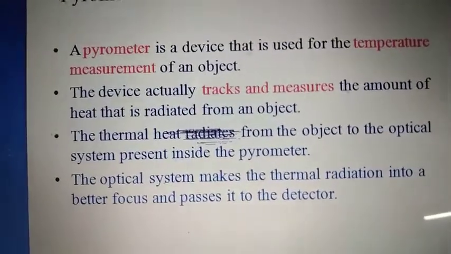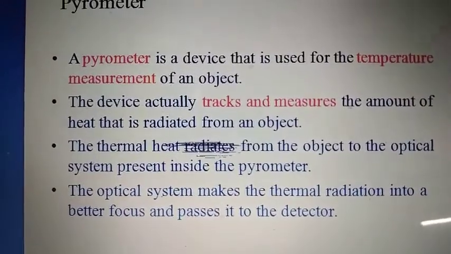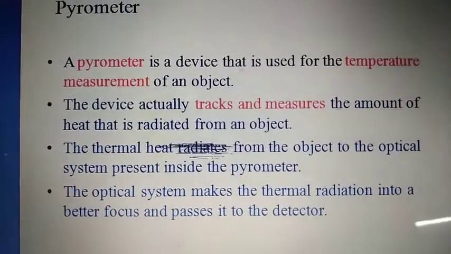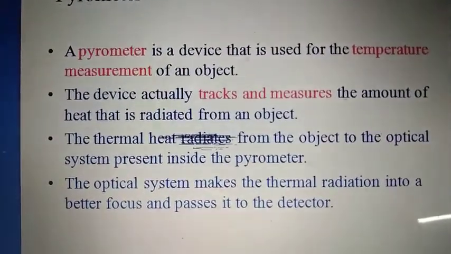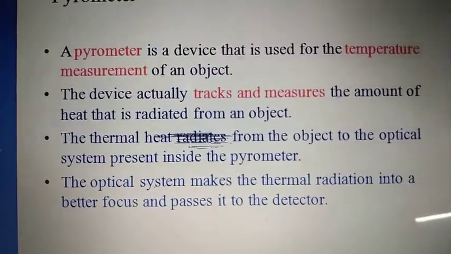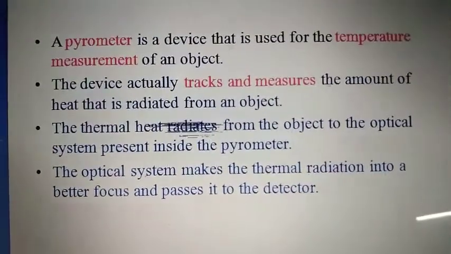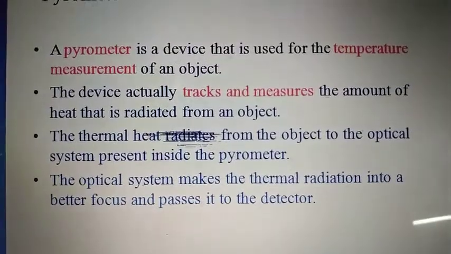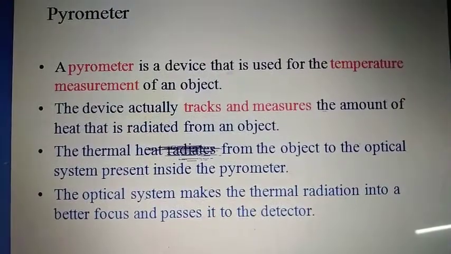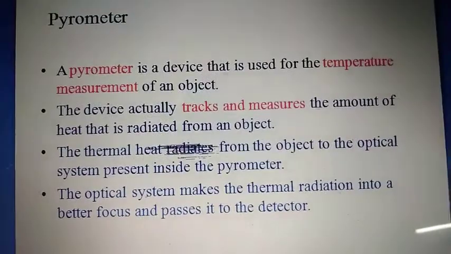So in the last class we discussed there are two types of pyrometers. One is the radiation pyrometer, the second one is the optical pyrometer. Radiation pyrometers measure temperatures in the range of 700 degrees to 2000 degrees centigrade, whereas optical pyrometers measure temperatures from 700 degrees centigrade to 2500 degrees centigrade. So the pyrometer is a device used for measurement of temperatures of an object.